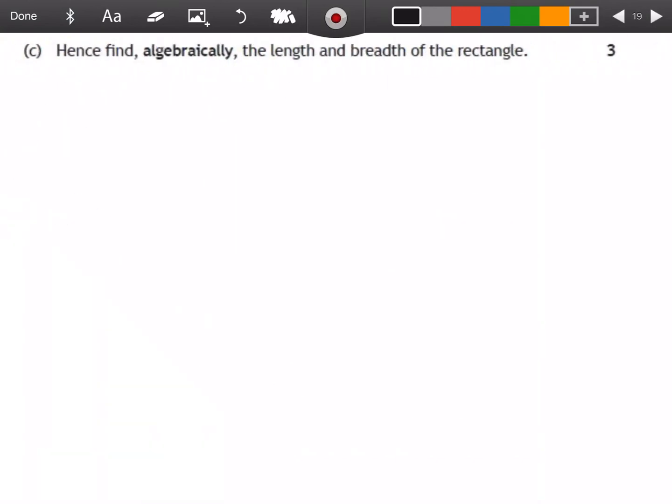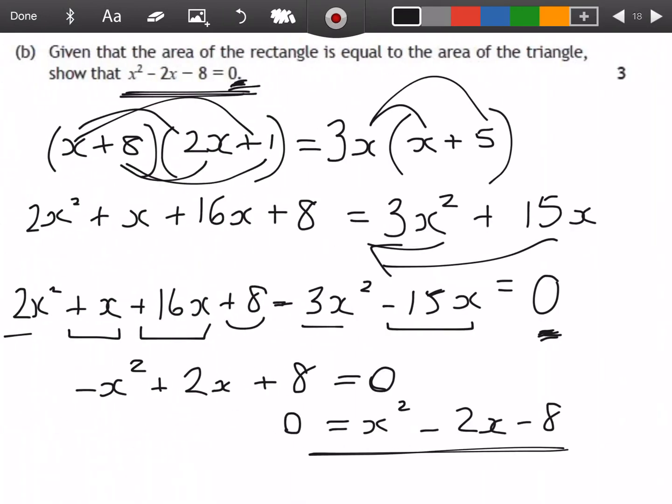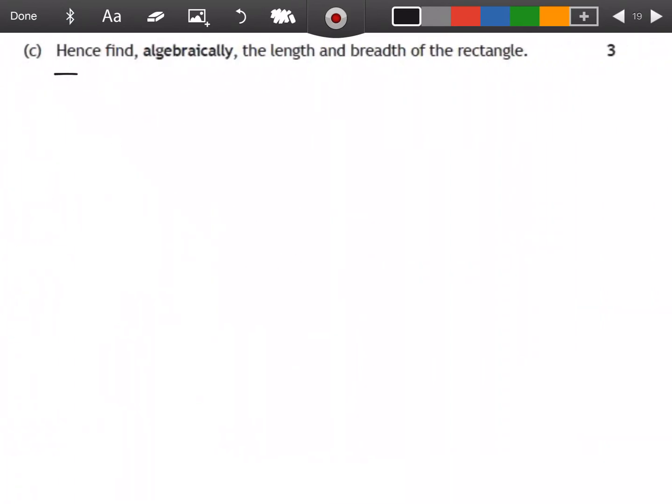Part C. Hence means now use your answer you've just worked out. Find the length and the breadth of the rectangle. Let me just use the equation that we've got: x squared minus 2x minus 8 equals 0. Let me write that down. x squared minus 2x minus 8 equals 0.